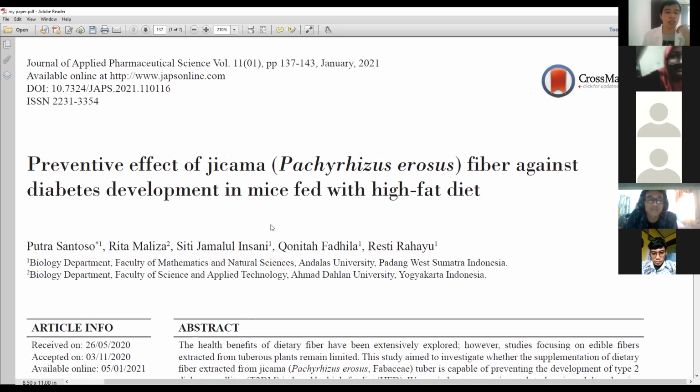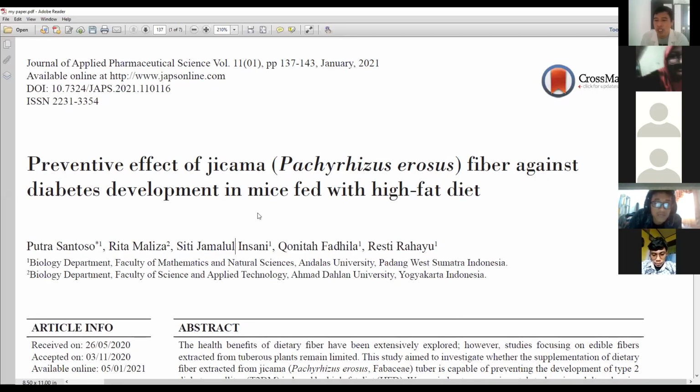My colleague Rita Maliza and I... Today I use her account because I don't have a premium Zoom account, because I have not purchased it recently. Last semester I purchased it, but then I decided to use only my friend's account. So today when you notice that my name is Rita Maliza, actually Rita Maliza is my colleague.